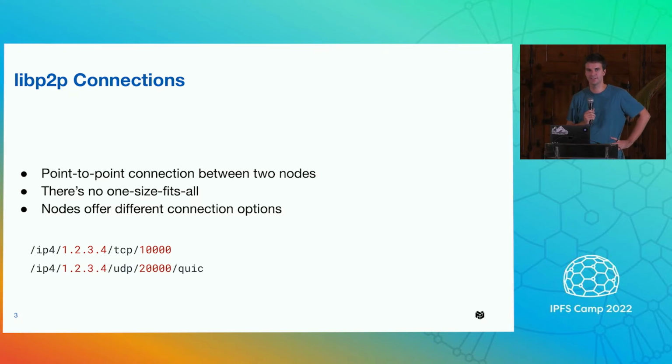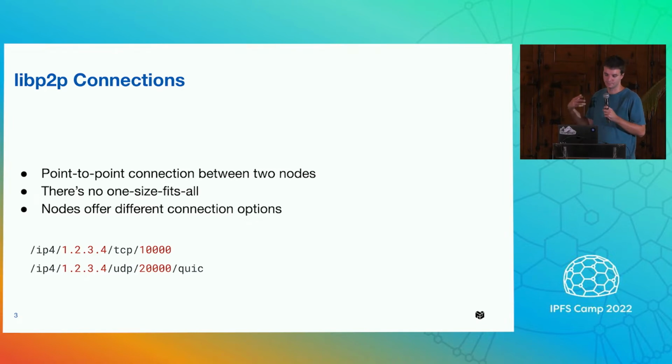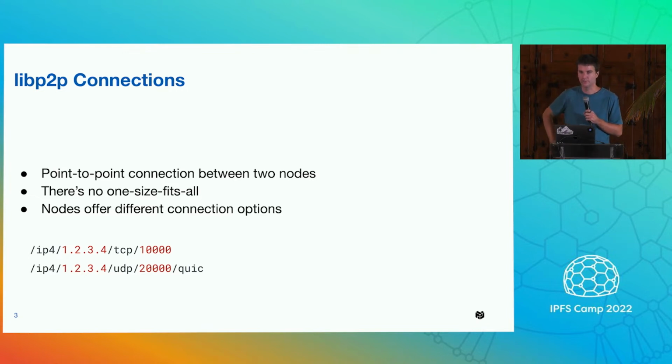As a very quick reminder, what do we do in libp2p? We connect nodes. These are point-to-point connections between two nodes. And because there's no one-size-fits-all, as we will see, nodes have different connectivity options. We use the concept of multi-addresses to encode the addresses of nodes. Here you can see two multi-addresses, one for a node that's listening on port 10,000 on TCP, and then a QUIC listener on port 20,000.